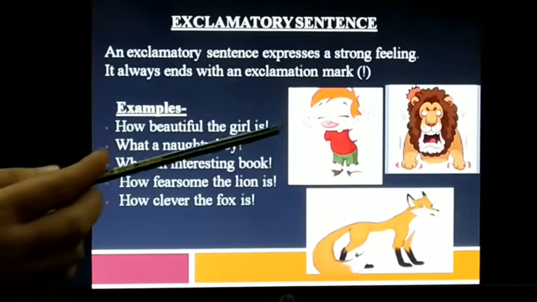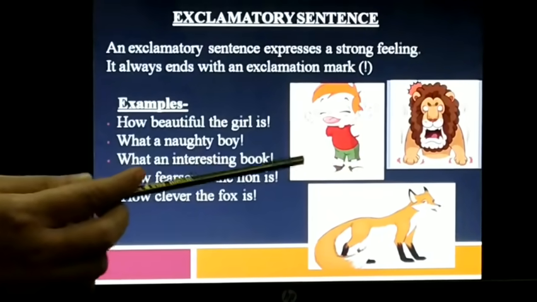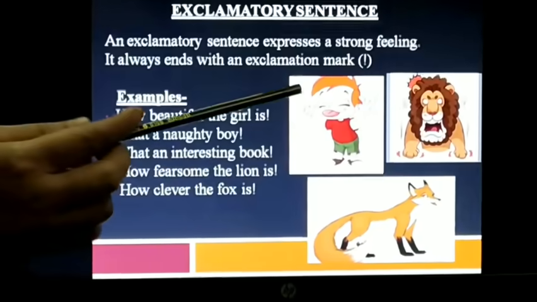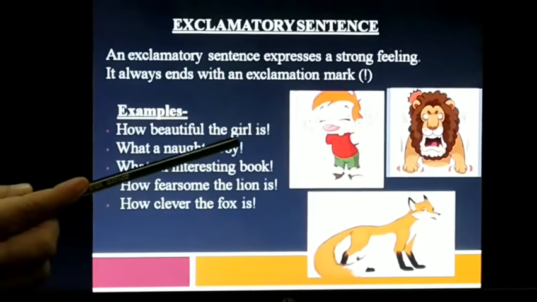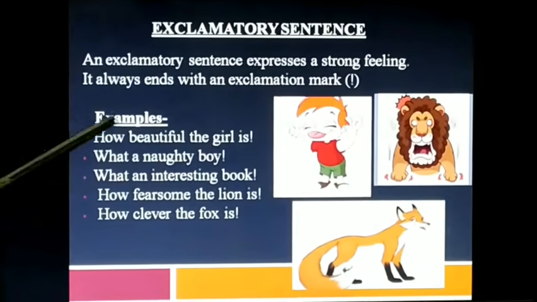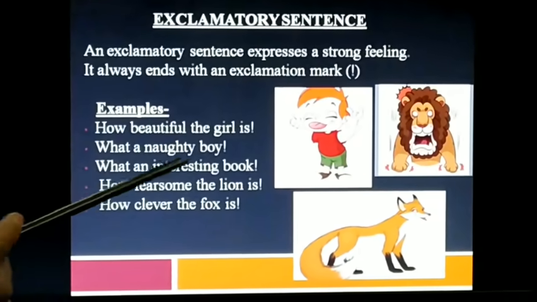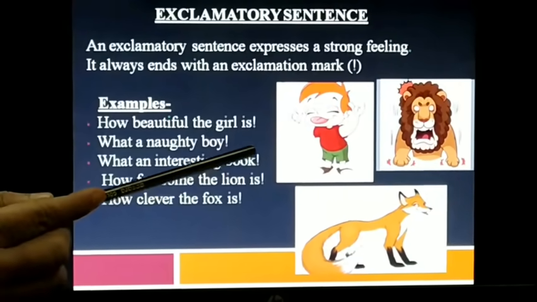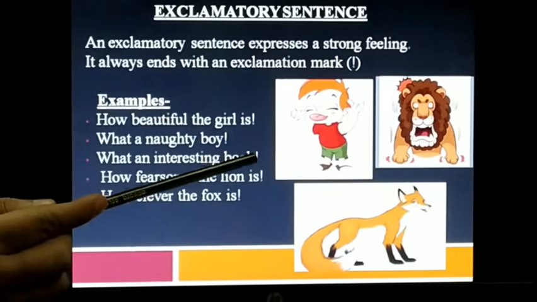What a naughty boy! Can you see the picture of a naughty boy here? You are not naughty, na? You are a good boy. Now, here also you can see the sign of exclamation mark at the end of the exclamatory sentence. What an interesting book! Okay, exclamation mark. Can you see the exclamation mark here?